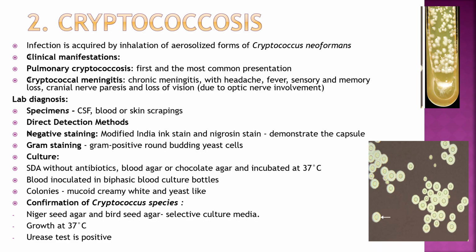Gram staining shows gram positive round budding cells. Culture on SDA without antibiotics, blood agar or chocolate agar, incubated at 37 degrees Celsius. Blood is inoculated in biphasic blood culture bottles. Colonies are mucoid, creamy white and yeast-like. Confirmation of Cryptococcus species: Niger seed agar or bird seed agar is used as a selective culture media for Cryptococcus neoformans, with growth at 37 degrees Celsius and a positive urease test.